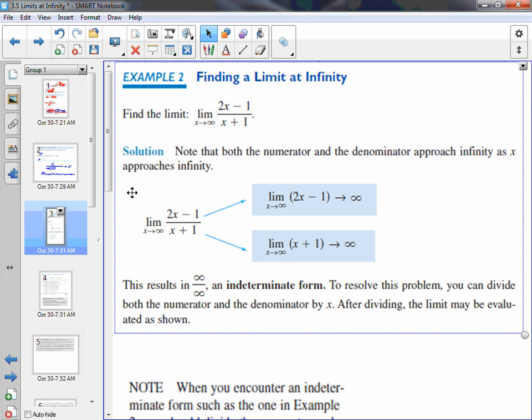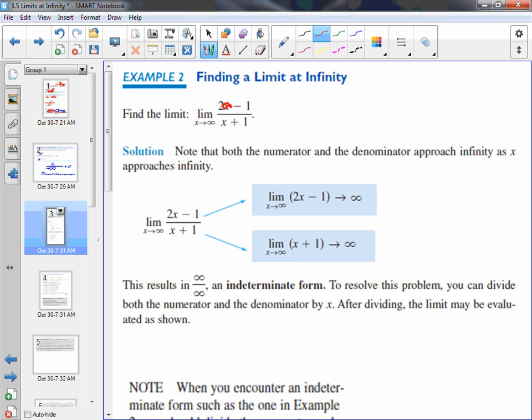All right, so note that both the numerator and the denominator approach infinity as x approaches infinity. So in other words, if we did just substitute in infinity, we'd have in the numerator 2 times infinity, which is infinity, minus 1, which is still infinity, over infinity plus 1, which is still infinity. Now here's the thing. That's called an indeterminate form. Nobody knows what infinity divided by infinity equals. It doesn't equal 1 because infinity is not a number, is it? It's a concept. It's an idea. It's not a number, okay?